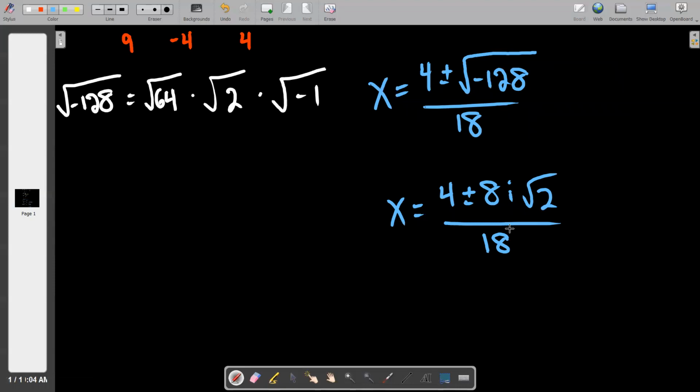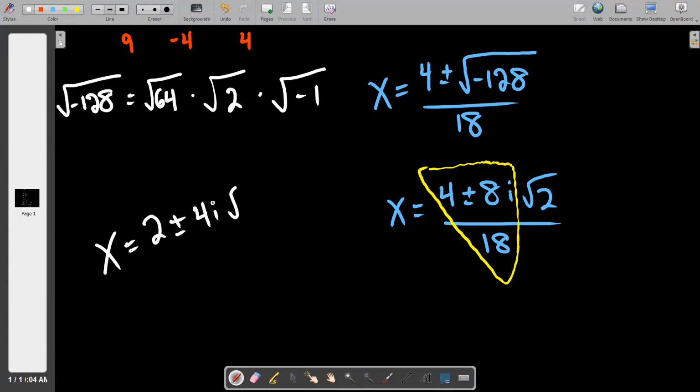These are imaginary solutions. They do not touch. These are not on the x-axis. And we'll, again, make that connection when we do graphing quadratics in a while, whenever that is, weeks. Don't know. But the triangle, the Dorito of doom, still exists right here. And so I see that all of these terms can be divided by 2. So my final answer is going to be x equals 2 plus or minus 4i root 2 divided by 9. Okay, business as usual.